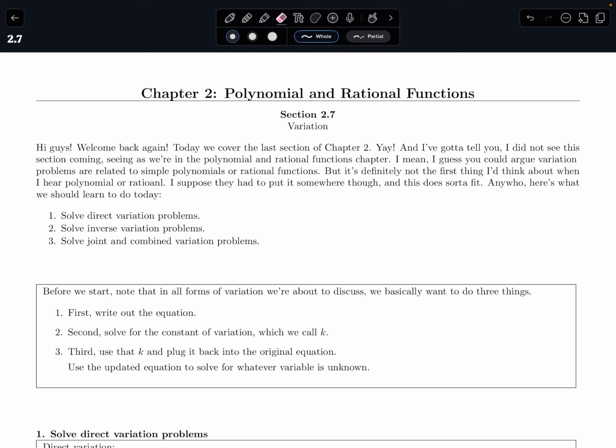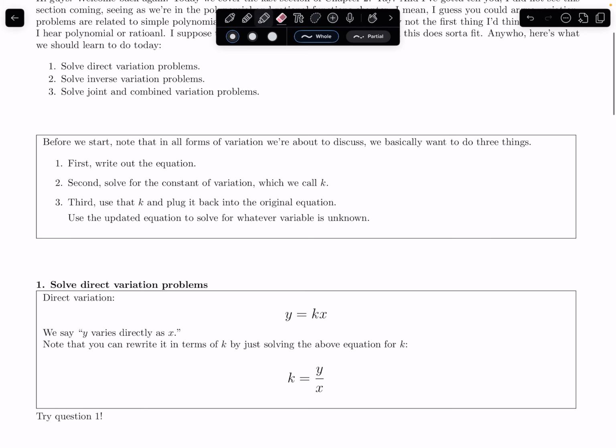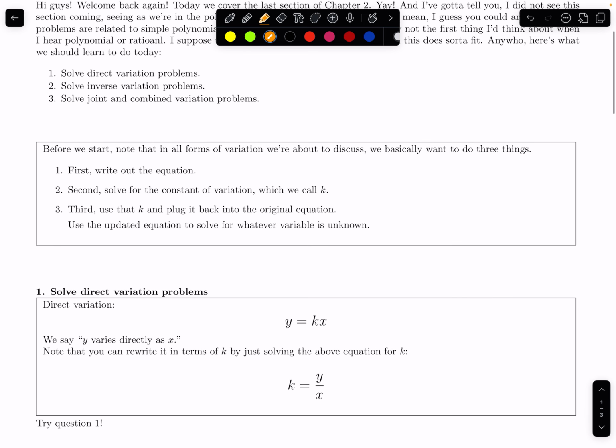Anyway, the good news to me is that I think variation is a pretty straightforward topic. We're going to talk about 3 different versions: direct, inverse, and then joint and combined. But once we get to joint and combined, you're going to see that you can approach them all very similarly. In this video, we're going to talk about a general overview first, and then the first one, maybe the second one if there's time. Starting with the general overview.